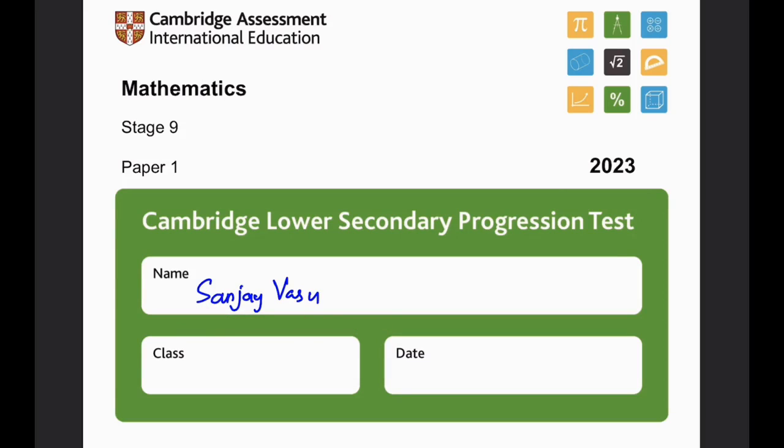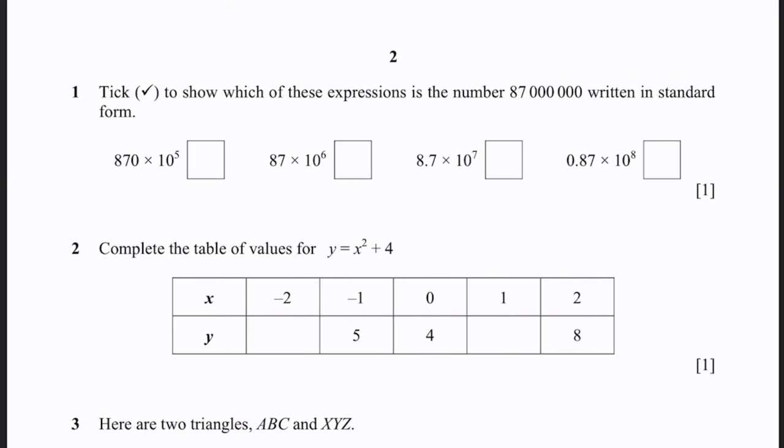This time I'm doing it on the Cambridge Lower Secondary Progression Test for Mathematics Stage 9 Paper 1 2023. You're not allowed to use a calculator. Let's start. Question 1. Tick to show which of these expressions is the number 87 million written in standard form.